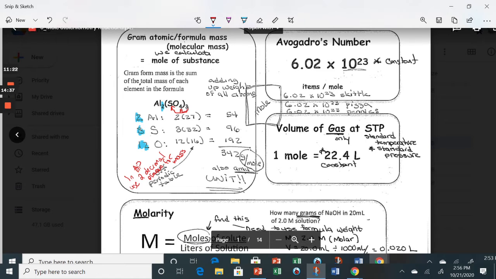If I have 2 aluminums, then the total mass given to me by the aluminum is 2 times its weight. So my total mass given to me by the aluminum in that formula is 54. For sulfur, we said there were 3 sulfurs, so the total mass attributed to sulfur in the formula has to be 3 times the 32. I think it's 32.06 off the periodic table. So if you're going to do the 2 decimal places, it would be the 32.06, which would end up being 96.18. Would it change this?